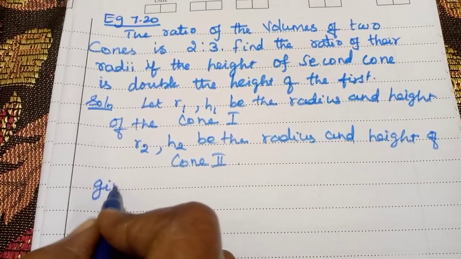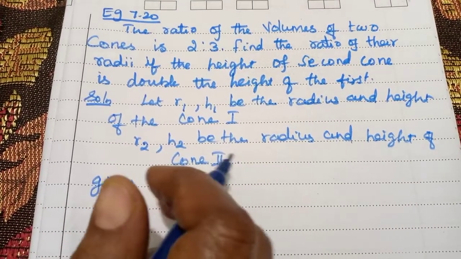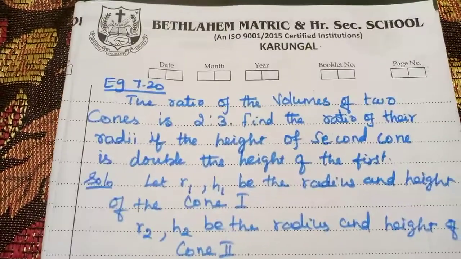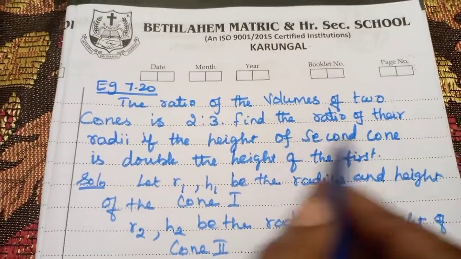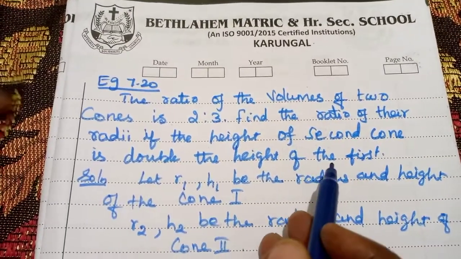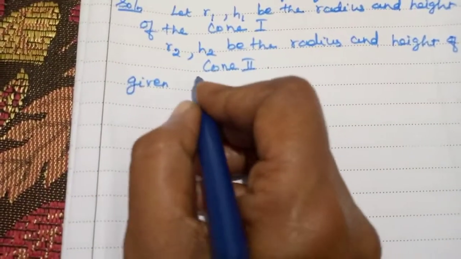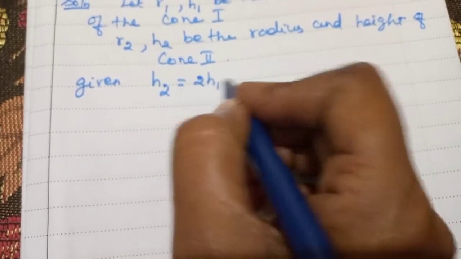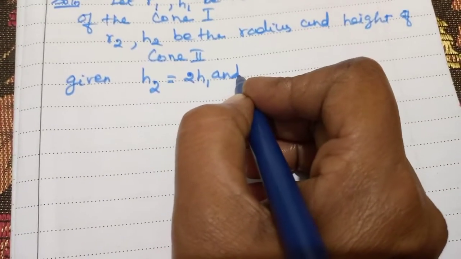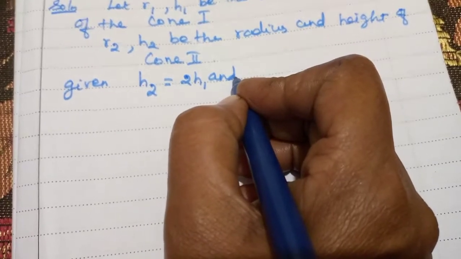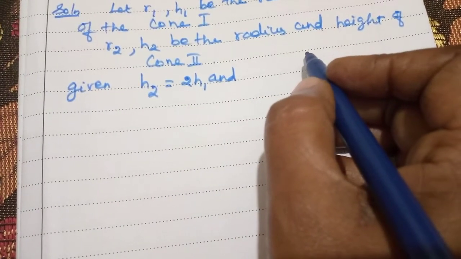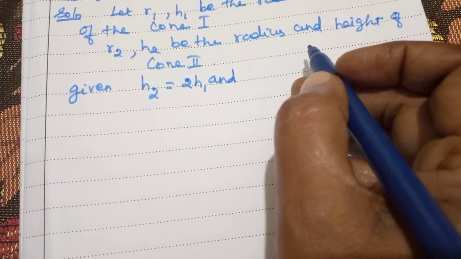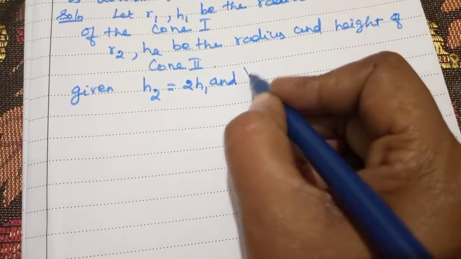Given, what is given now? The height of second cone is double the height of first. So this condition can be written. Height of the second one is equal to double the height of first one. And one more condition is given. Ratio of their volumes is given 2:3. Therefore, it can be written.